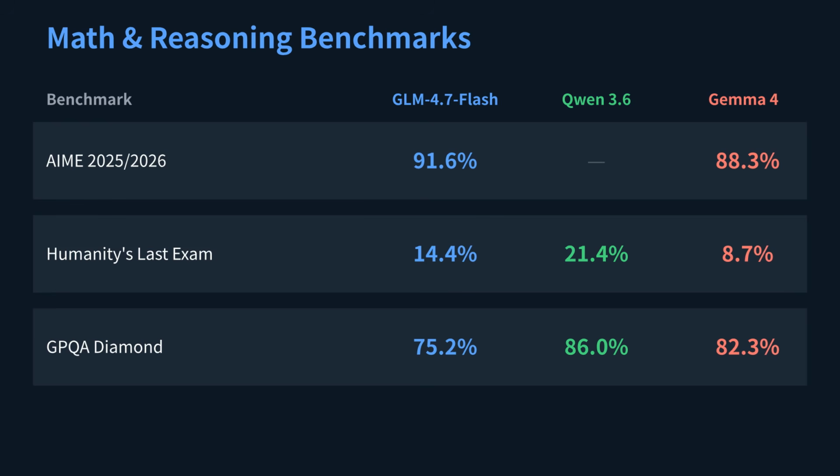For math and reasoning, GLM-4.7 Flash scored 91.6% on MoE 2025, a remarkable result. Gemma 4 scored 88.3% on MoE 2026. On humanities last exam, Qwen 3.6 led with 21.4%, GLM-4.7 Flash scored 14.4%, and Gemma 4 scored 8.7%. On GPQA Diamond for scientific knowledge, Qwen 3.6 scored 86%, Gemma 4 scored 82.3%, and GLM-4.7 Flash scored 75.2%.